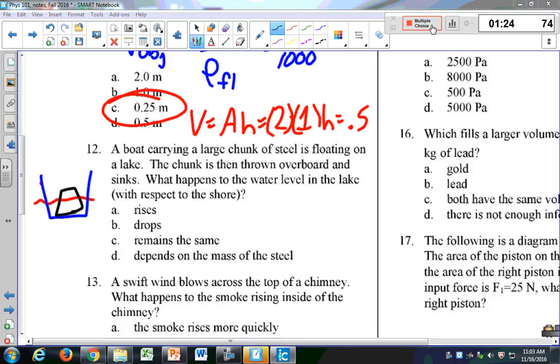Okay, we'll stop at 130. 130? I'll go on to 135. Let's go ahead and guess if you're not sure. 135?